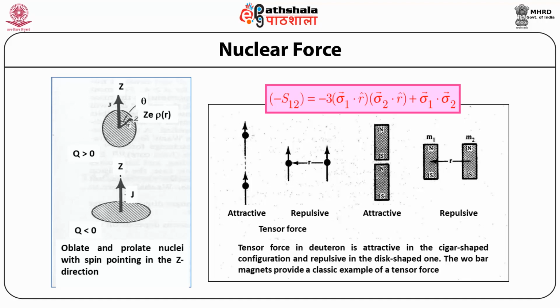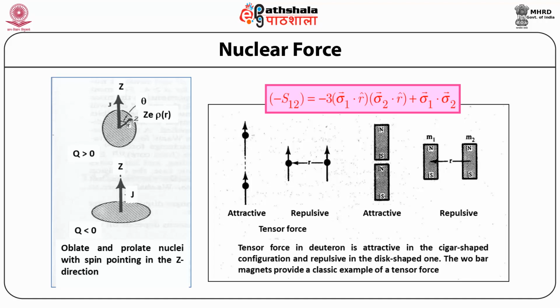If they are parallel, separated by some distance horizontally, then they repel each other. So it's something like the bar magnets. When the two bar magnets are one over the other, then they attract, but when the two bar magnets are put parallel to each other, separated by some distance, then they repel each other. So tensor force in deuteron is attractive in the cigar shaped configuration and repulsive in the disc shaped one. The two bar magnets provide a classic example of tensor force.